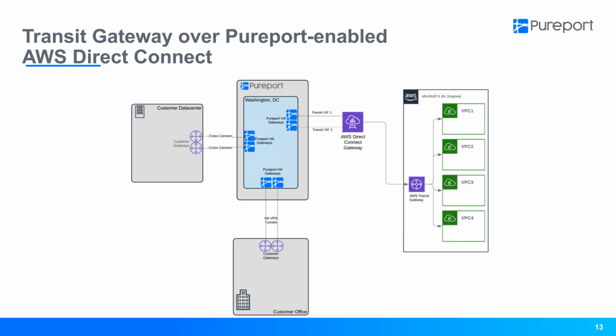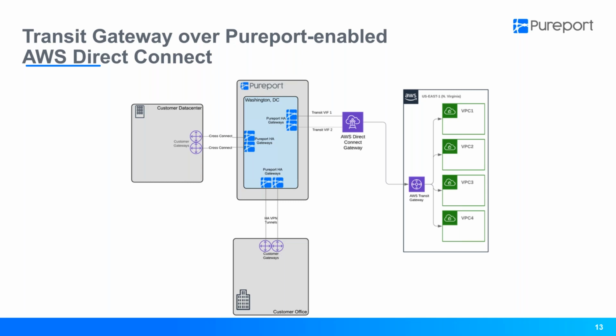Once connected to the PierPort fabric, PierPort then leverages another redundant set of gateways. These are basically virtualized, containerized routers that enable redundant connections into AWS Direct Connect and onto the AWS Direct Connect gateway. Once connected to the Direct Connect gateway, a customer can then provision an AWS Transit Gateway connecting all of their VPCs and then connect the Transit Gateway and the AWS Direct Connect gateway together.